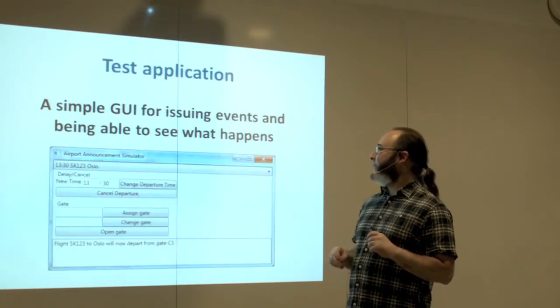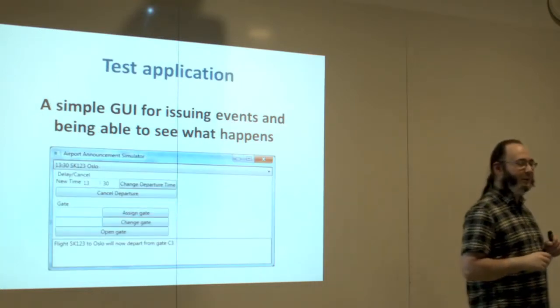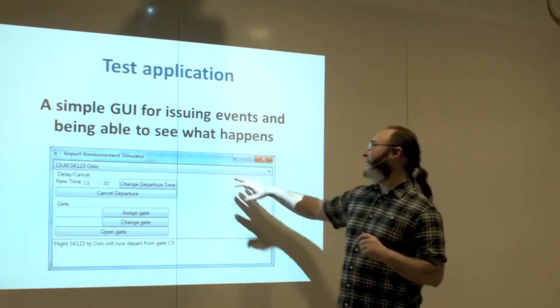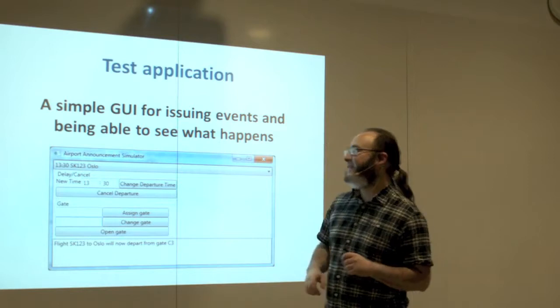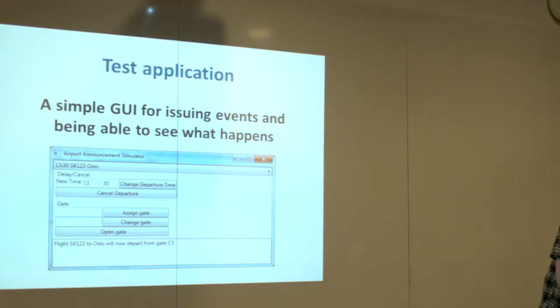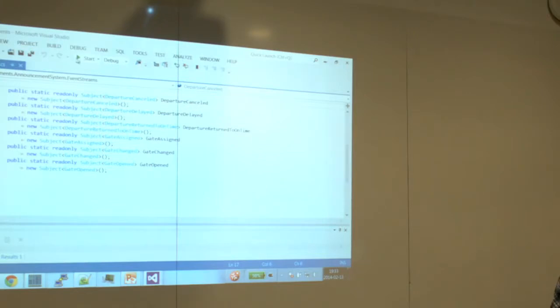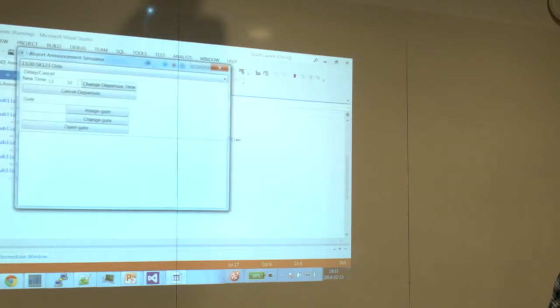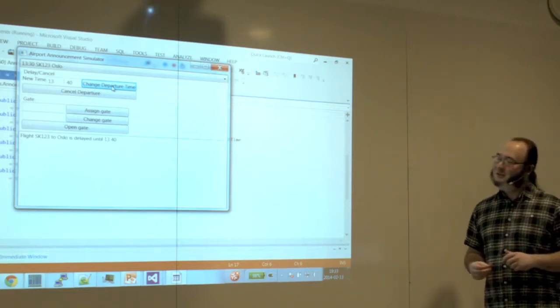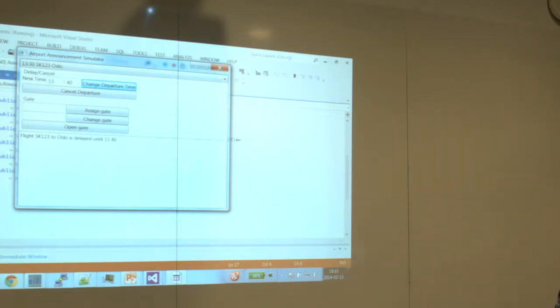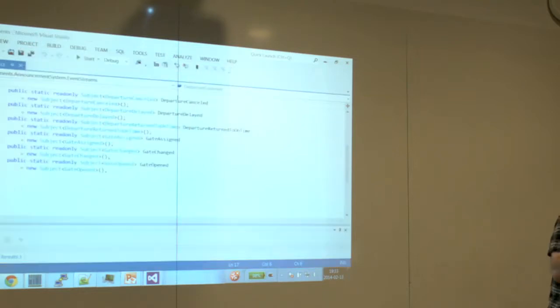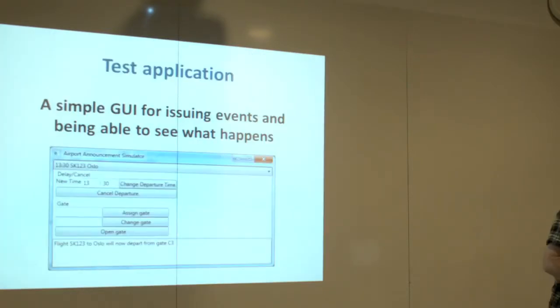So I built a little test application. I played with WPF again, and I got this thing out. You select a flight. Actually, let me show you this before we dig into the code. This is kind of fun. And there it is. So let's try this. Let's change the departure time to 13:40. There we go. So you get the idea of what it does. We'll have a play with it in a moment.